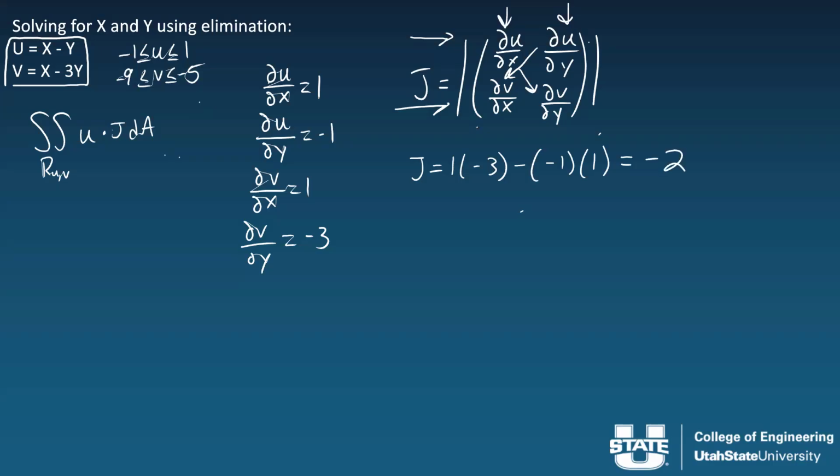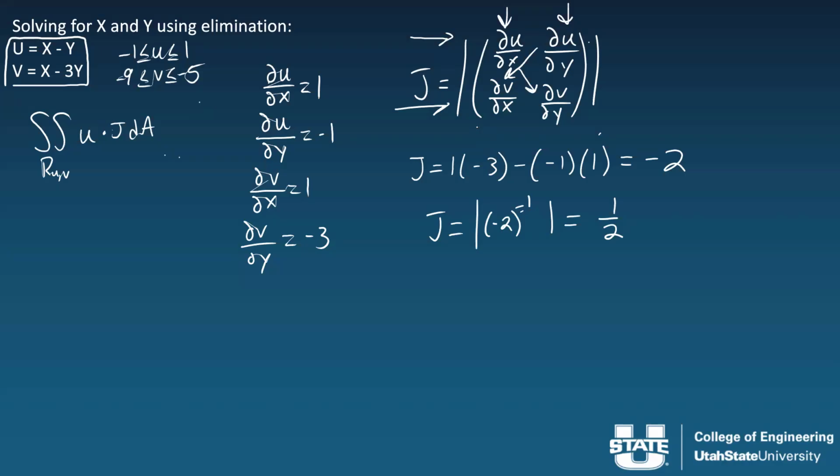But it's important to note these are our functions of u and v in terms of x and y. So this is what we would multiply by if we were going from u and v to x and y. But because we're doing the opposite, going from x and y to u and v, we actually need to take the reciprocal of this. So our Jacobian is going to be the absolute value of -2 inverted, or 1/2.